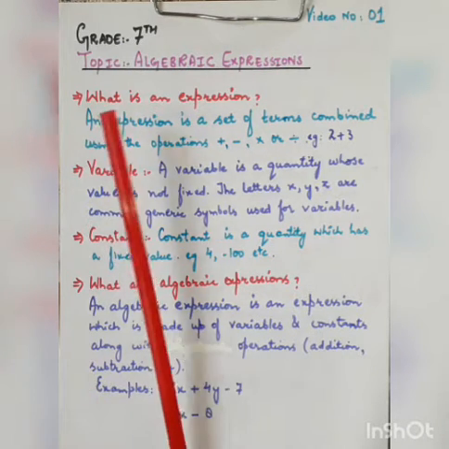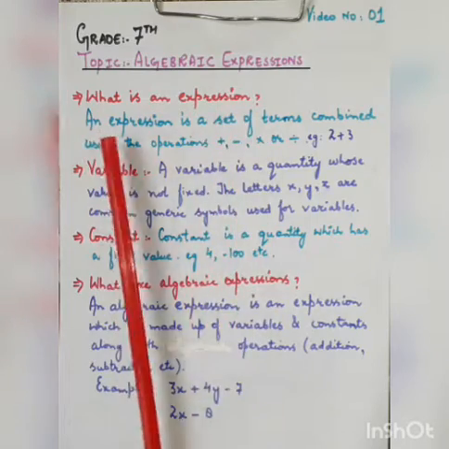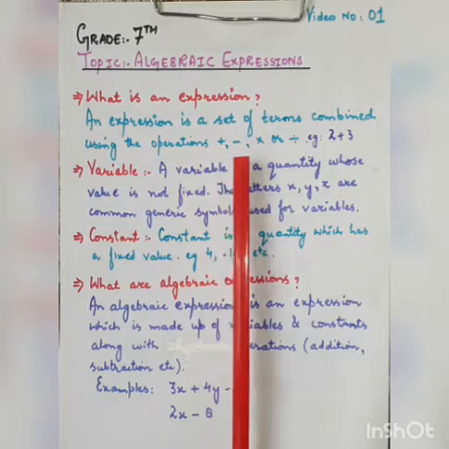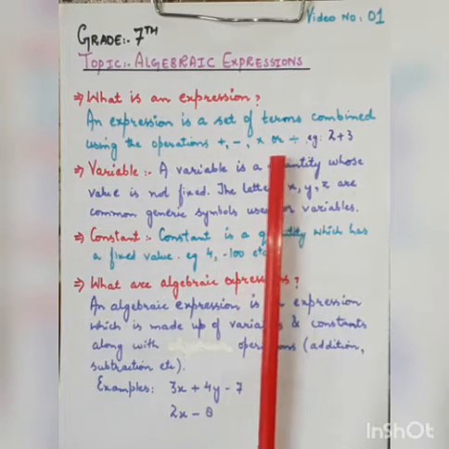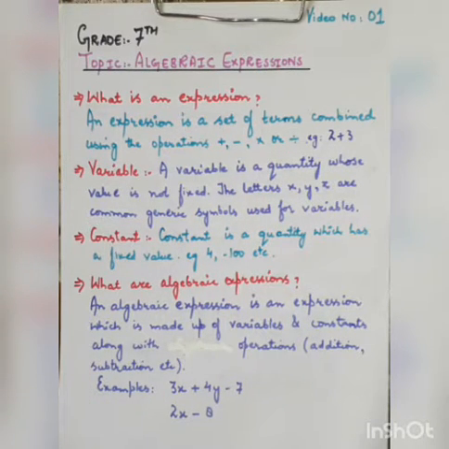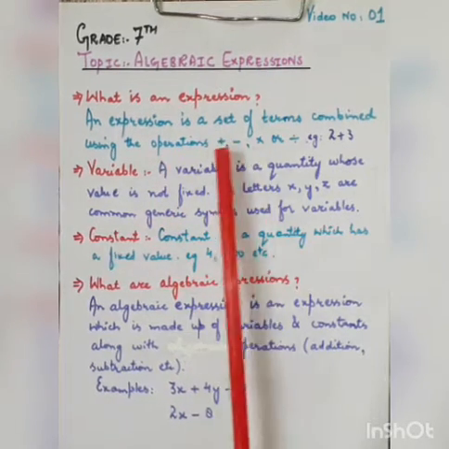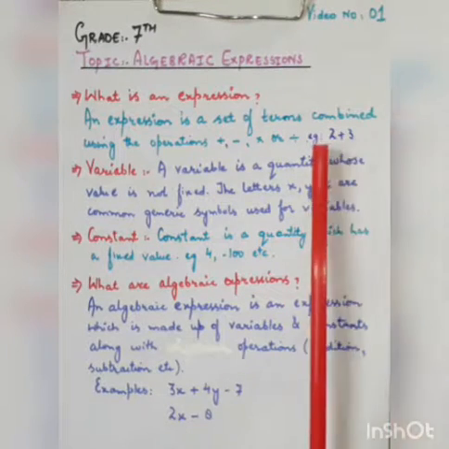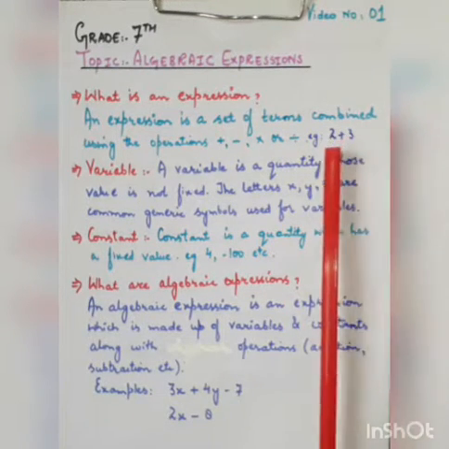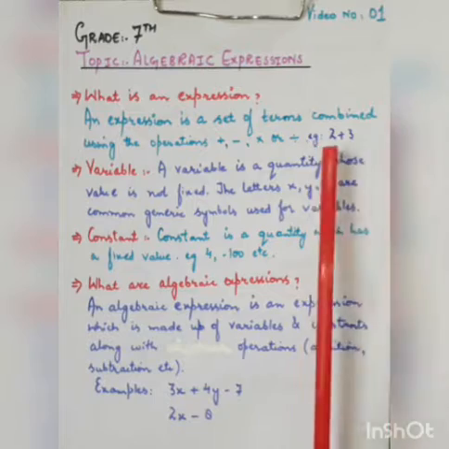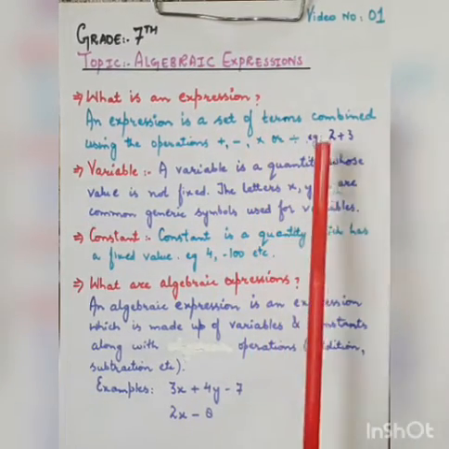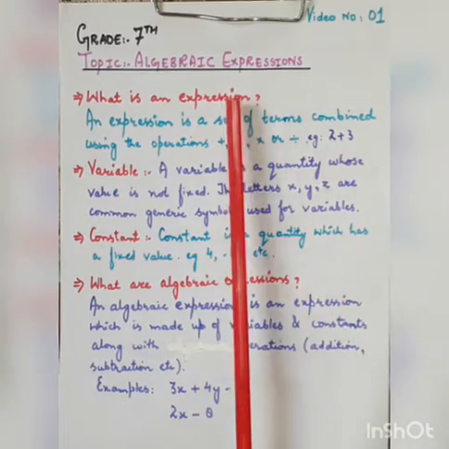Let's first learn what is an expression. An expression is a set of terms combined using the operations plus, minus, multiplication or division. So expression एक set of terms होता है जिसमें terms combine की गई होंगी इन operations के मदद से. For example, 2 plus 3. Here 2 and 3 are terms and this plus is an operation. So this 2 plus 3 is an expression. Clear? So this is a simple example of an expression.